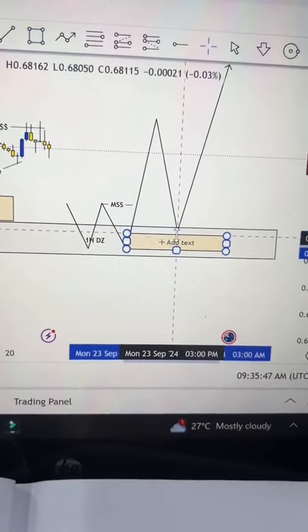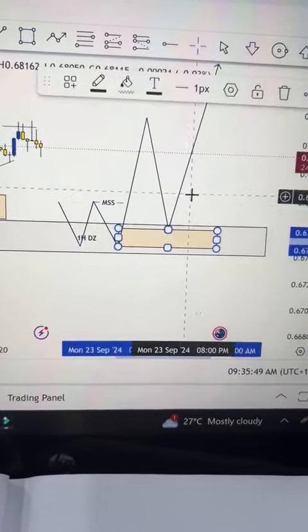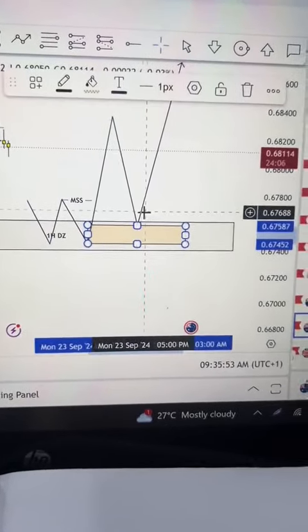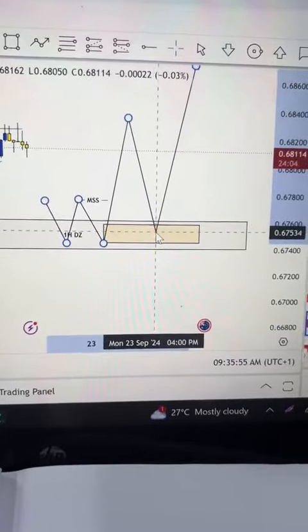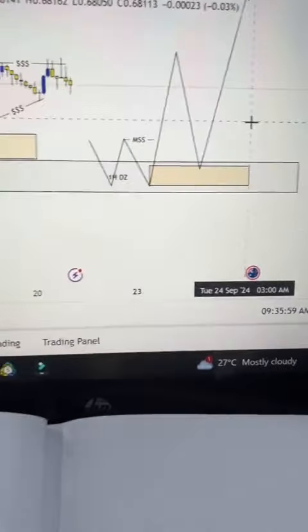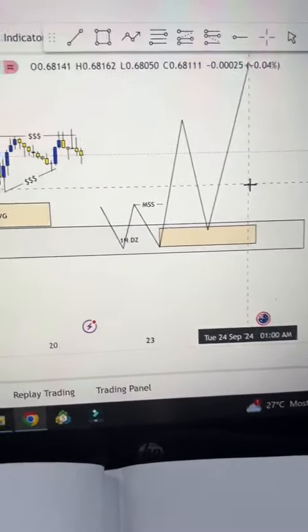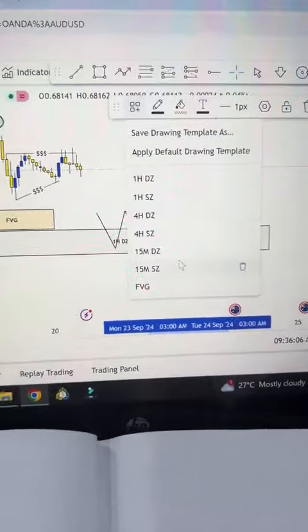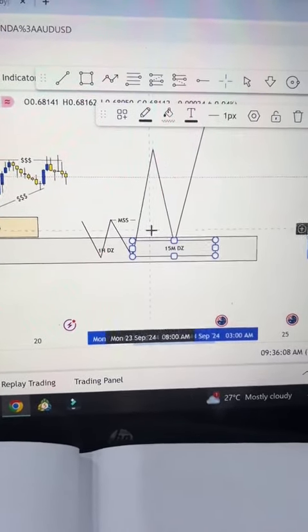I told you guys that I trade a combination of SMC and price action. Some of you will say I trade ICT. Some will say I trade SMC. ICT and SMC are the same thing. ICT is the name of the person who originated SMC. So stop confusing yourself. ICT and SMC, they are the same thing.